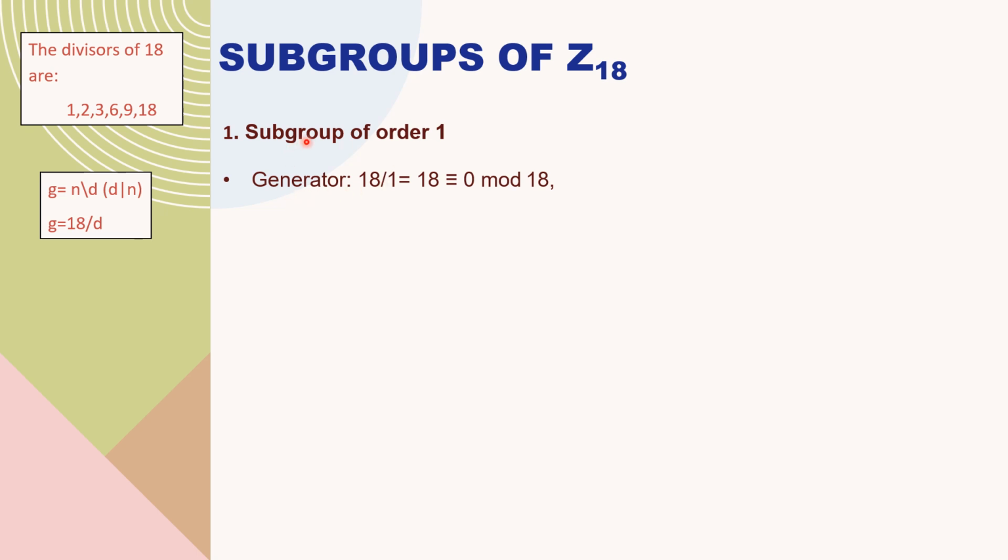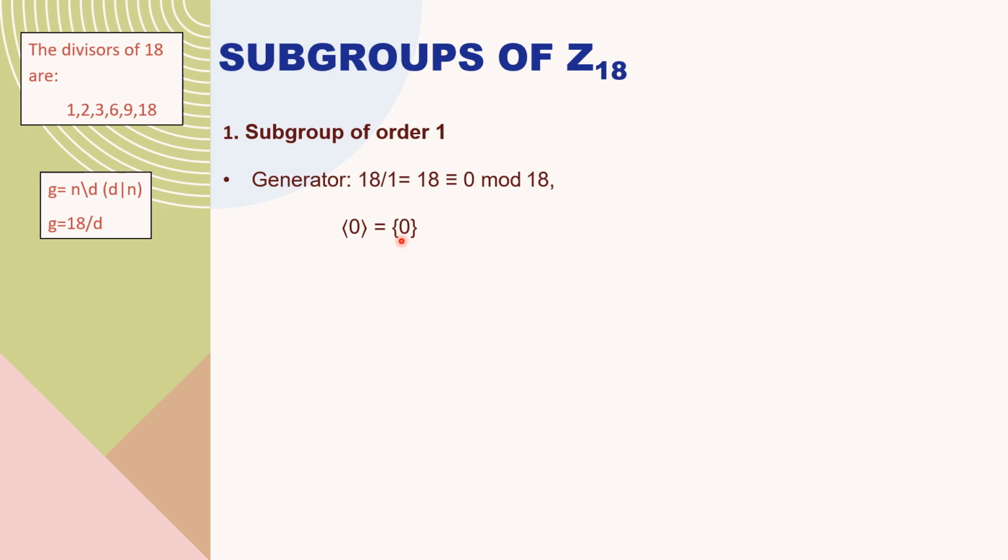So this subgroup has generator 0. How many elements from Z18 are made from 0? Only 0. 0 plus 0 will give us 0, right? So there is only one element generated by 0. We also know this is true because the order is 1, so there's only one element inside this subgroup. This is how you make the first subgroup.